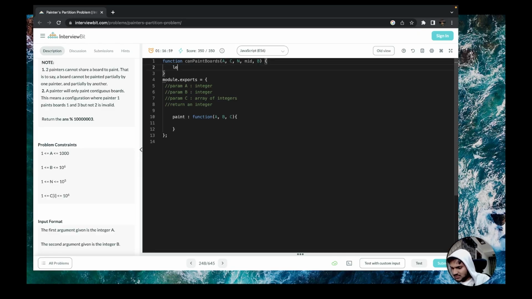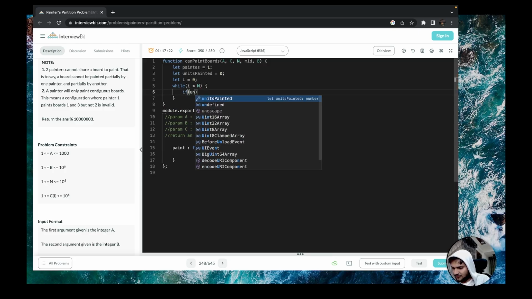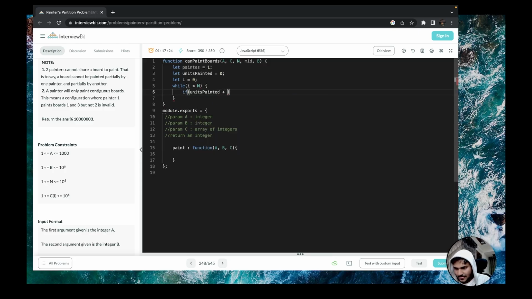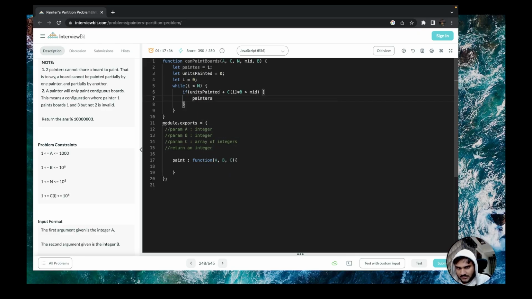What we're going to say, we'll start with the first painter. Units painted is equal to 0. We say let i equal to 0. We'll do a while loop, i less than n. We will say if units painted plus C of i into B is greater than mid, that means we need to allocate to a new painter. Painters plus plus, and this is painters.